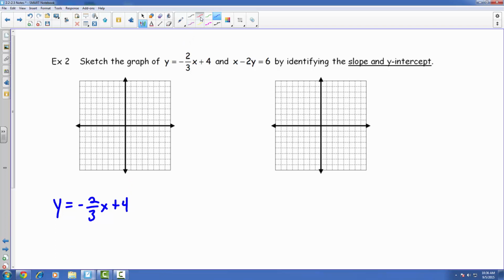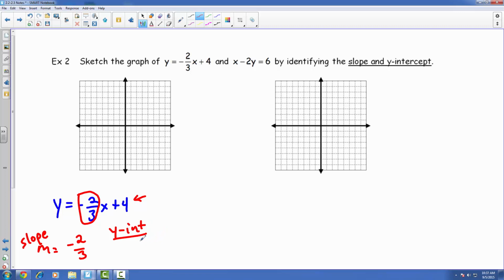First of all, what we want to do is determine what the slope is and what the y-intercept is. For our slope, which is equal to m, that is literally just the number right in front of x. It's not including the x, it's just the coefficient in front of x. So our slope for this one comes out to be negative 2/3. For our y-intercept, that happens to be this last number, in this case 4.